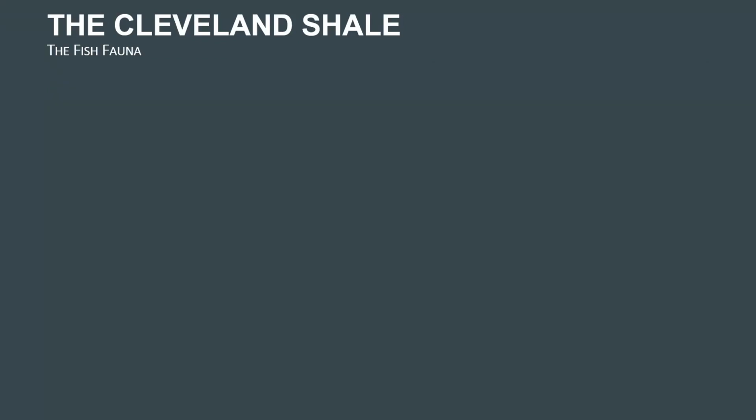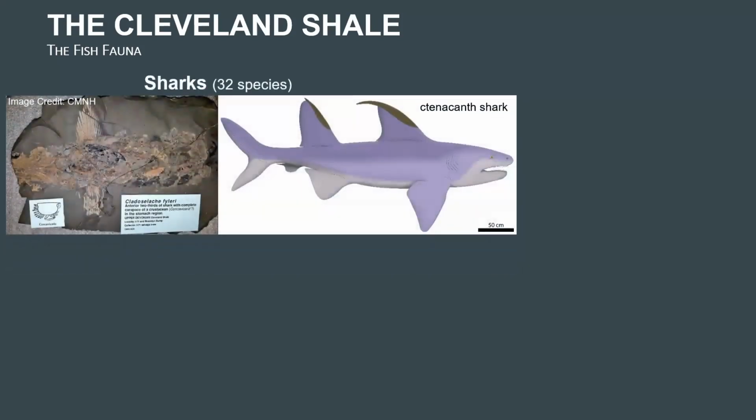So the Cleveland Shale is best known for its fossil fish fauna, and there are about 60 species known from this general area. About half of these are sharks. The Cleveland Shale is very well known for its shark fauna, and specifically, their sharks are well known because when they are preserved, they often show complete body outlines with soft tissue and organs, and that's very, very rare in the fossil record.